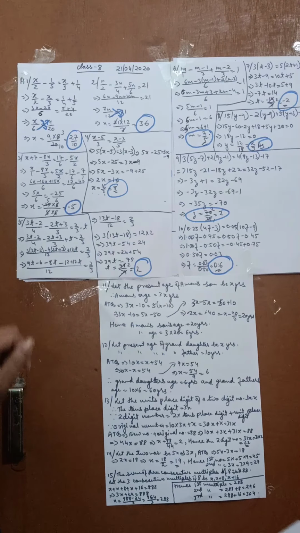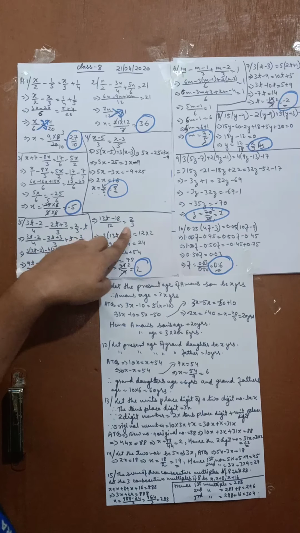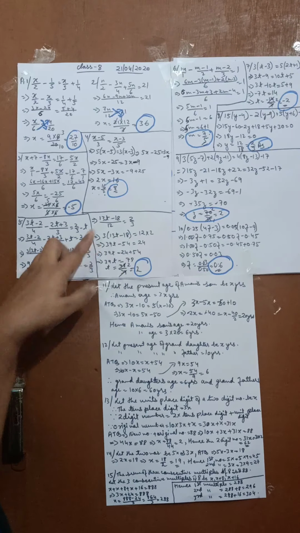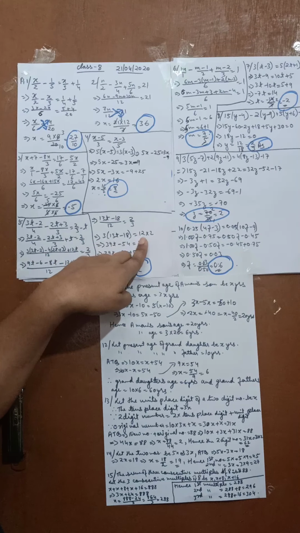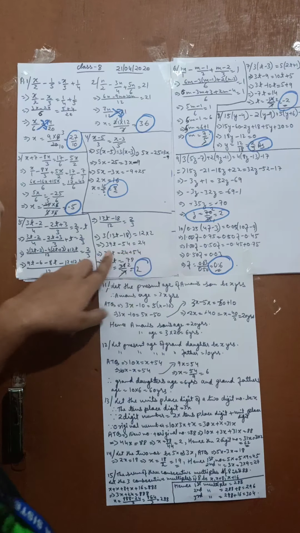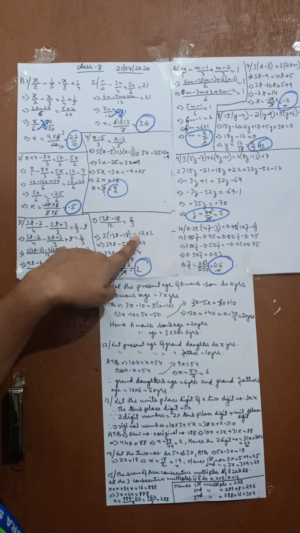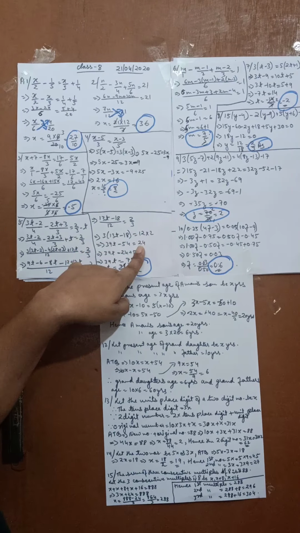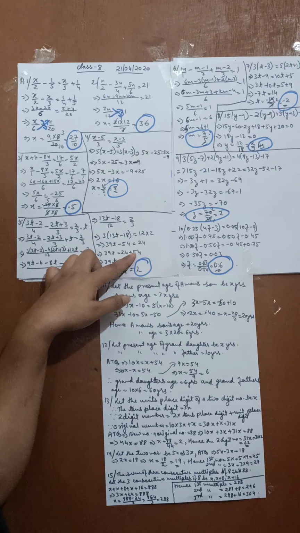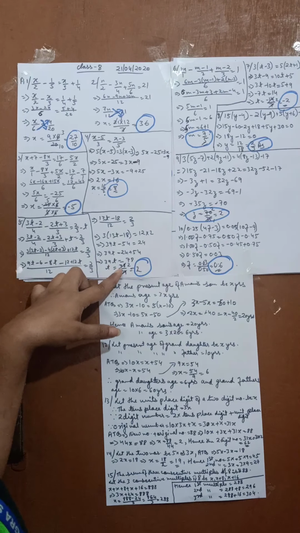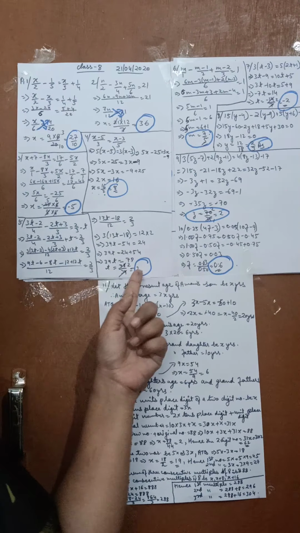2 by 3. So after solving, we will get 13t minus 18 divided by 12 is equal to 2 by 3. And now we will cross multiply it. So 3 into 13t minus 18 is equal to 12 into 2. So it comes 39t minus 54 is equal to 12 2s are 24. So 39t is equal to 24 plus 54. So t is equal to 78 divided by 39, that is 2. So the answer of question number 5 is 2.